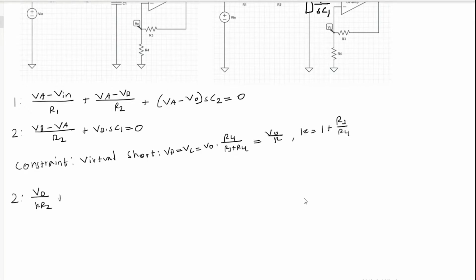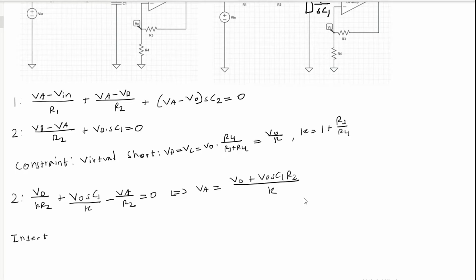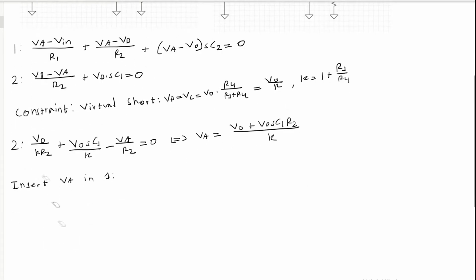We insert the value for VB into the second node equation and get the following. And here we want to isolate VA, so we add VA divided by R2 on both sides of the equation and then multiply with R2. Now we have a value for VA, and now let's insert this value of VA into the first node equation.